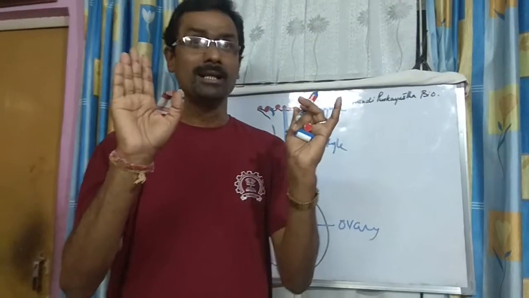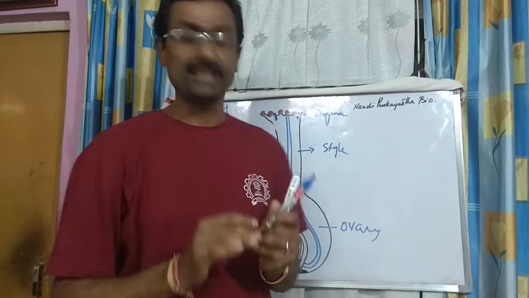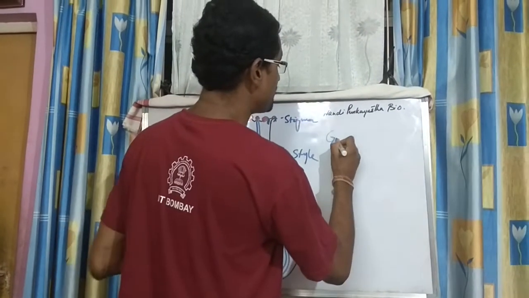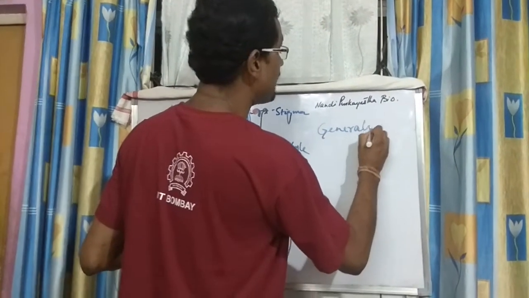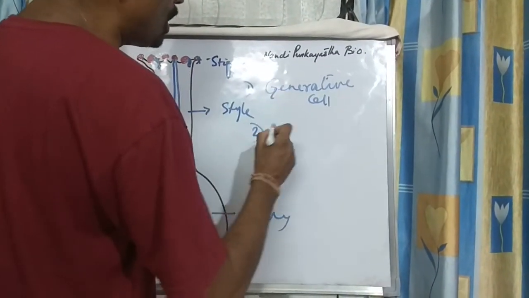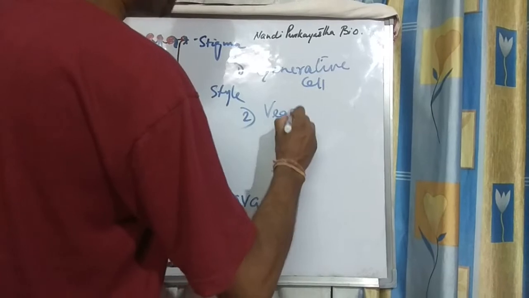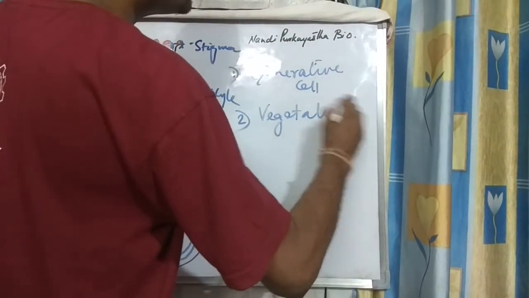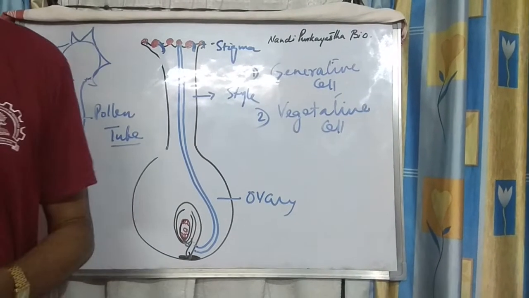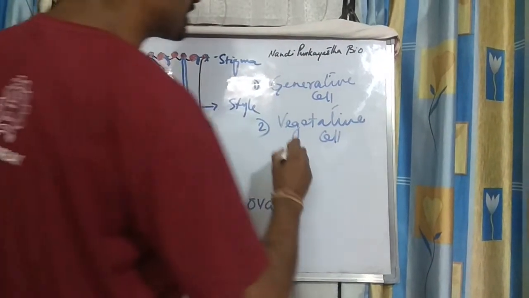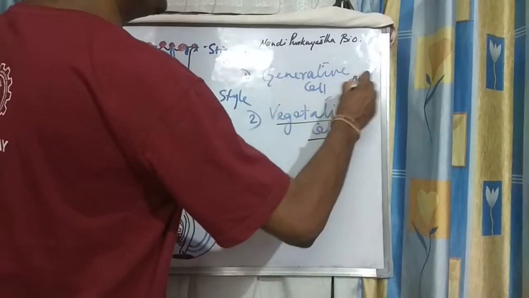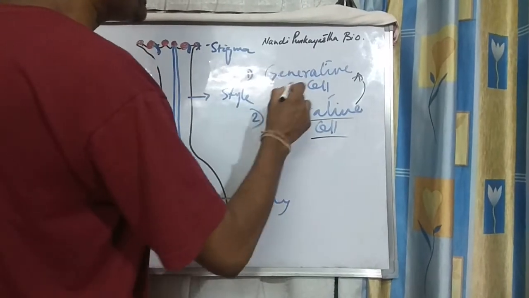Most cases, remember, the condition is in the most cases. So what are those cells? The cells are the generative cell, and number 2 is the vegetative cell. The vegetative cell gives nourishment to whom? To the generative cell. Generative cells only remain.